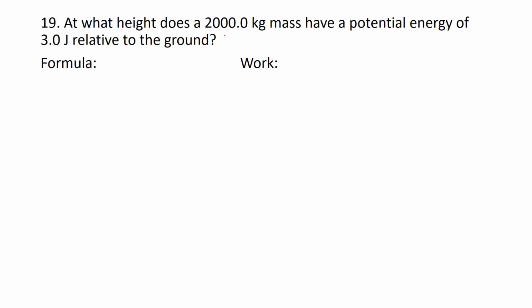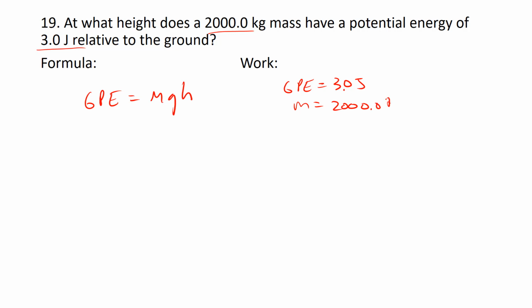Okay, what height does a 2,000 kilogram mass have potential energy of 3 joules relative to the ground? So GPE equals mgh. GPE equals 3.0 joules. Our mass is 2,000.0 kilograms, and we're just asked for what height.